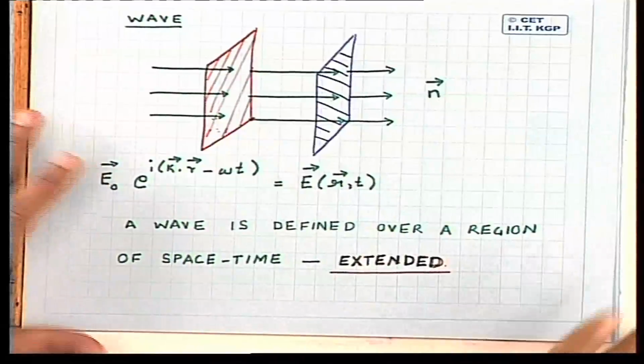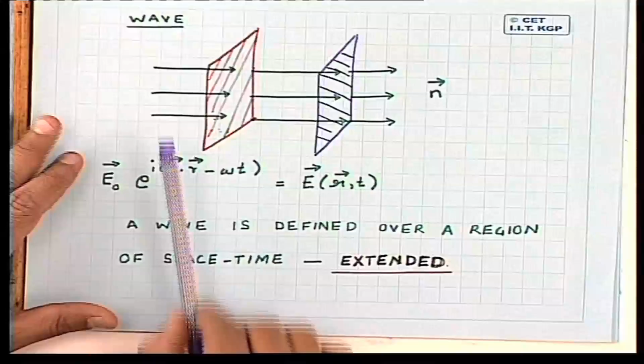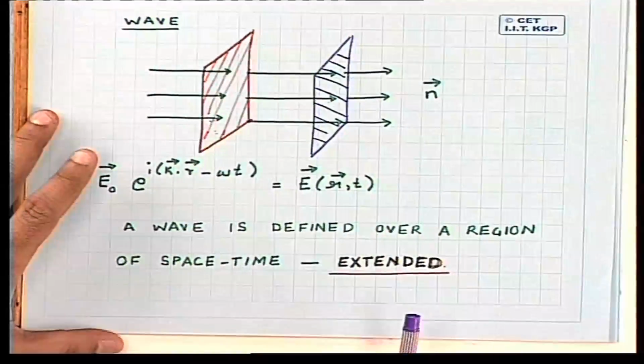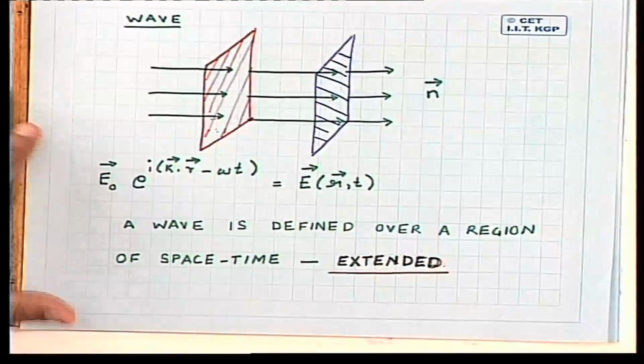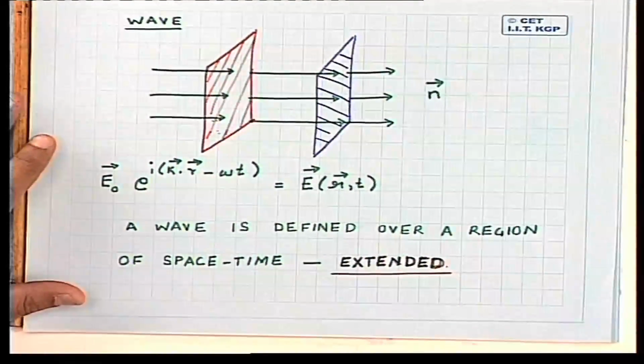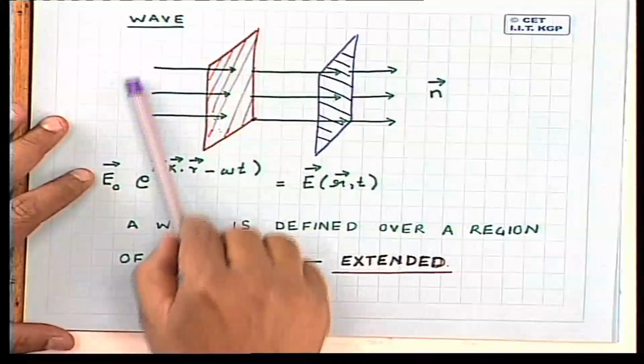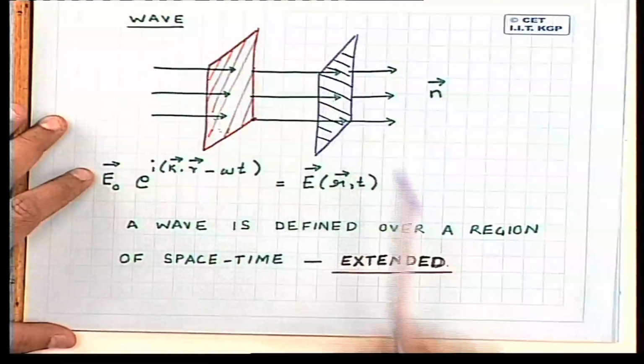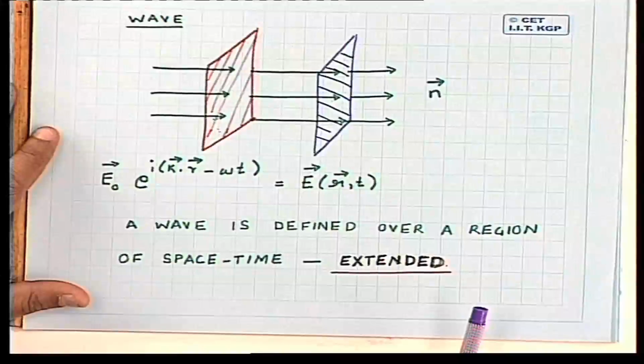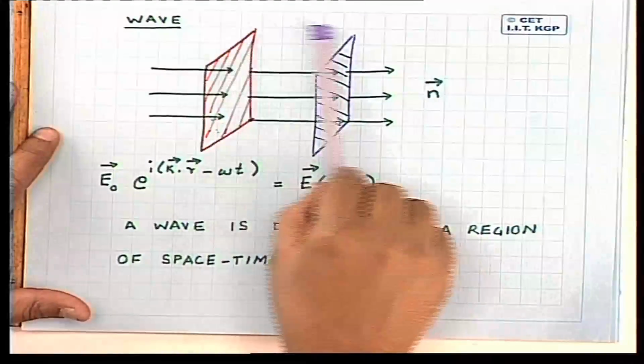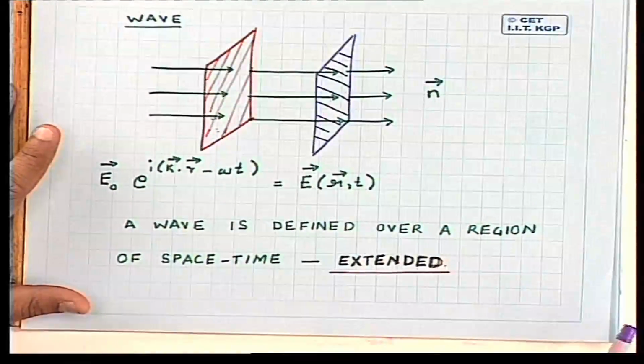The first new consequence is that a wave is an extended quantity. So, when you talk of the electron as a wave, the wave is defined in a whole region of space. So, it is as if the electron were distributed in this whole region of space. You cannot ask the question, where is the electron? It is distributed in this whole region of space.